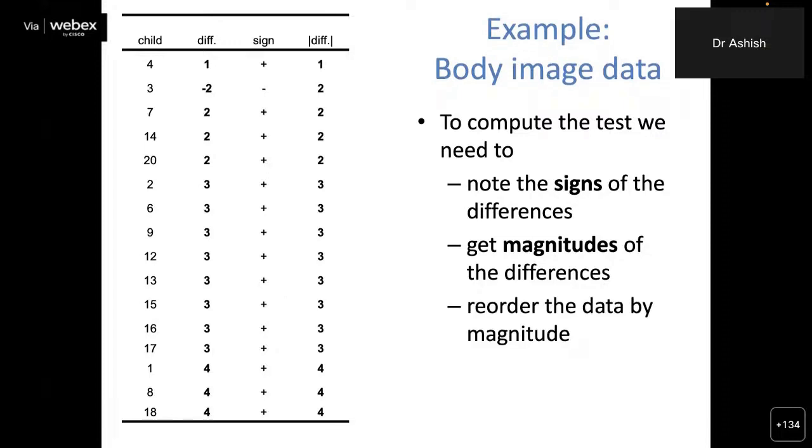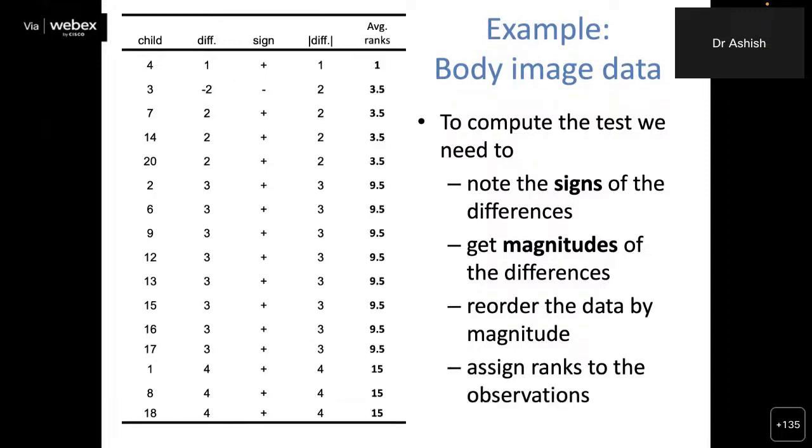Then we reorder the data by the magnitude. In ascending order, we arrange our data from lower magnitude difference to higher magnitude difference. Accordingly, you can see that the child number has changed. The fourth one has the least magnitude difference, like that. And then we assign the rank. The least difference is given rank 1, and then we have the subsequent ranks. Here you can see that there are many tied observations. The second observation is a difference of 2, this is also 2, this is also 2, and this is also 2.